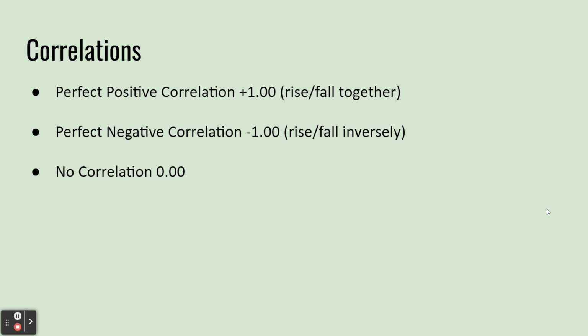If something is no correlation, it is 0. Any decimal in between can still be a positive or negative correlation. It just may be weak or strong, depending on whether it's closer to 0, that means it's weak. And if it's closer to the whole number of positive 1 or negative 1, it's a strong correlation.